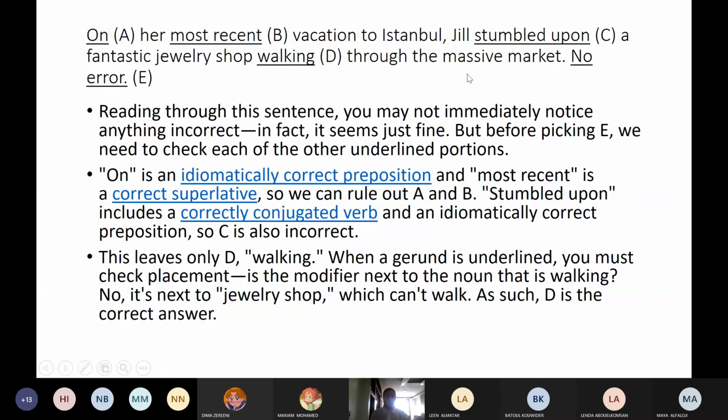A fantastic jewelry shop, walking through the massive market. Walking, the jewelry shop was walking? So this leaves only D, "walking." When a gerund is underlined, you must check placement. Is the modifier next to the noun that is walking? I find my friend walking in the street, so my friend was walking in the street. But can you find a jewelry shop walking on the street? So "walking" here is wrong.